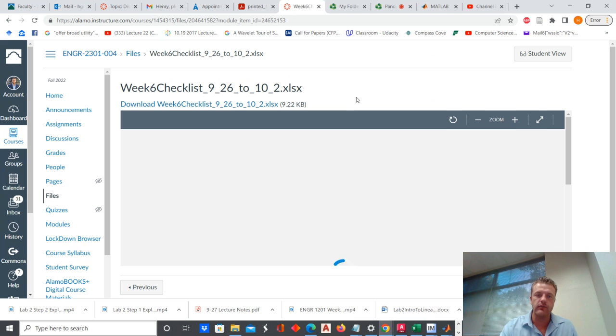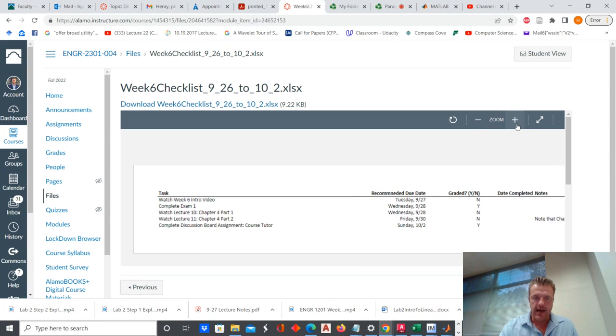So let's actually look at the week 6 checklist just to get started. I'm sure the thing that everyone is focused on at the moment is our first exam. And please don't forget that that is due tomorrow night by midnight.